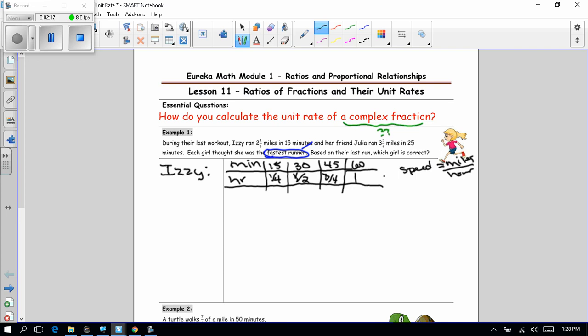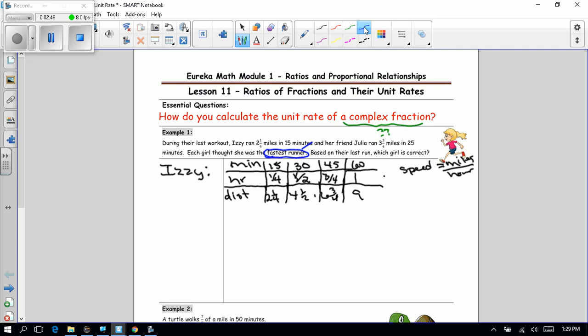And then let's keep track of the distance that she ran. She ran 2 1/4 miles in 15 minutes. She ran 4 1/2, if I just keep that pattern going. Then she went 6 3/4, and in 1 hour, she could do 9. Wow, she's pretty fast.